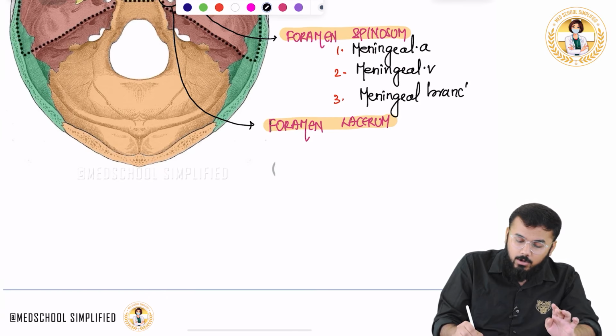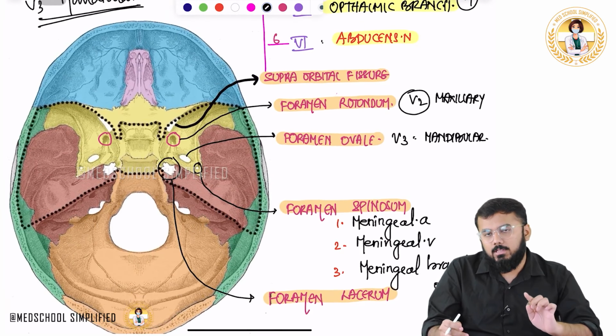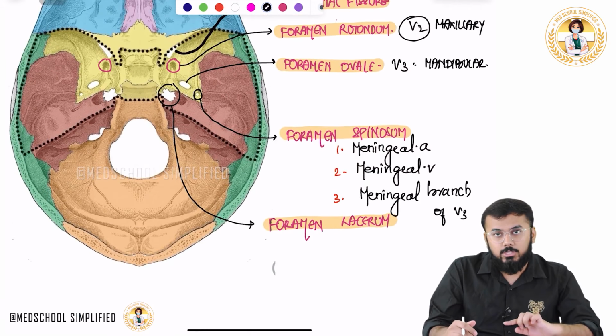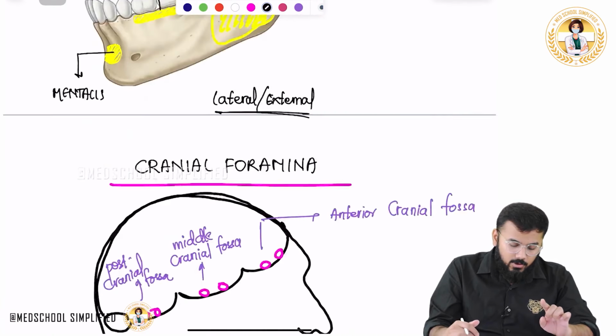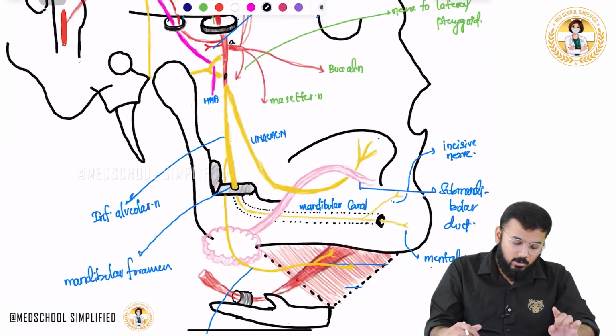It is a branch of what? Meningeal branch of V3. What is V3 again? V3 is mandibular. So you are telling that V3 will give a branch called the meningeal branch? Yes. So if you have attended my lectures on the mandibular nerve, which I discussed long ago.